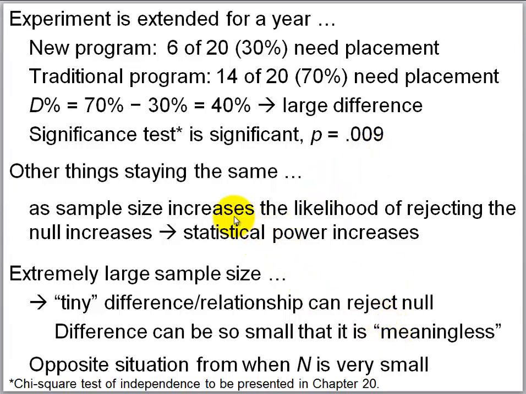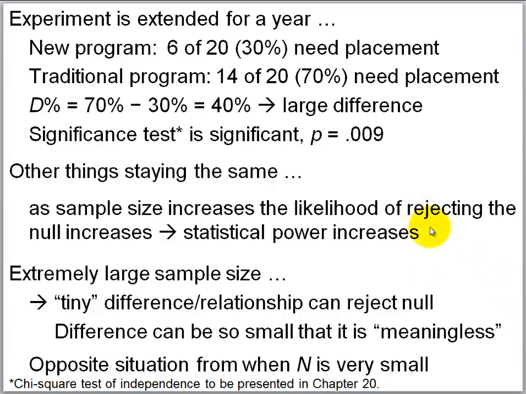Basically, increases in sample size increase the likelihood of rejecting the null. As you get larger and larger samples, smaller and smaller differences or weaker and weaker relationships become sufficient to reject the null. We can say that differently: other things being equal, as sample size goes up, statistical power goes up, the likelihood of getting a result that will result in rejection.